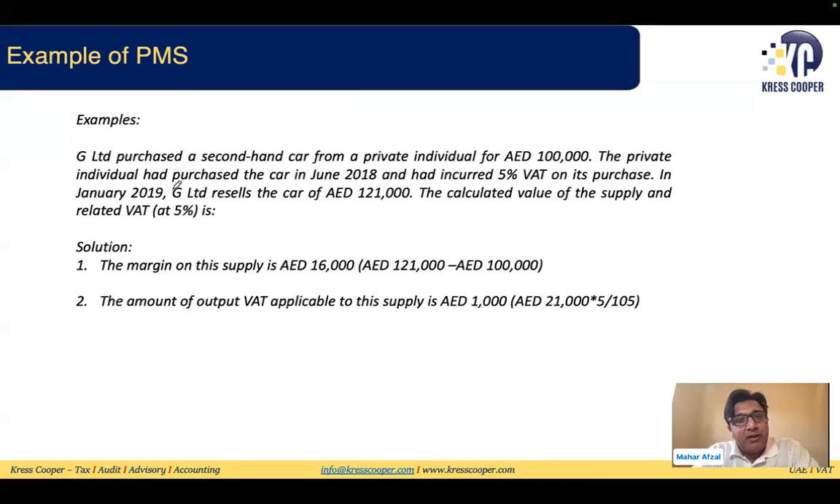Just look into this example. G Limited purchased a second-hand car from a private individual for 100,000. The private individual had purchased the car in 2018, which means the seller is an individual and the car has already been taxed in the UAE in 2018 at 5% VAT. In 2019, G Limited resells the car for 121,000. Calculate the VAT under the profit margin scheme.